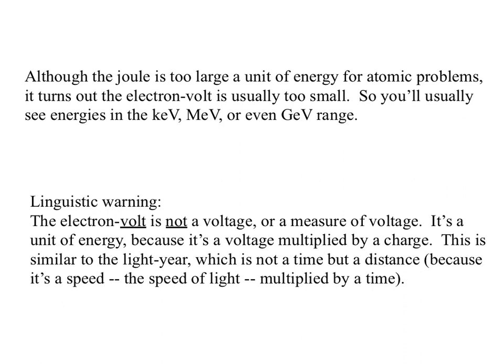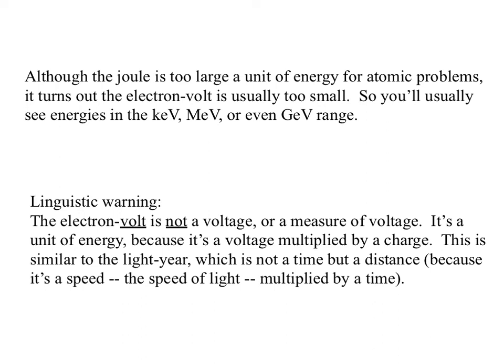Although the joule is too large a unit of energy for atomic problems, it turns out the electron volt is usually too small a unit of energy. So you'll usually see energies in the keV, MeV, or even GeV range, the kilo electron volt, mega electron volt, or even giga electron volt range. Even higher sometimes, although these tend to be what we are able to produce in our particle accelerators now.